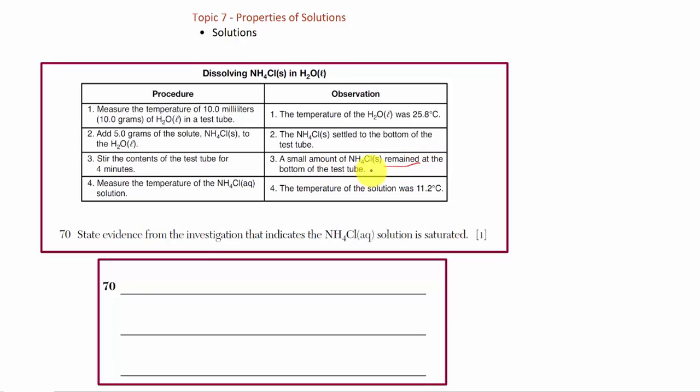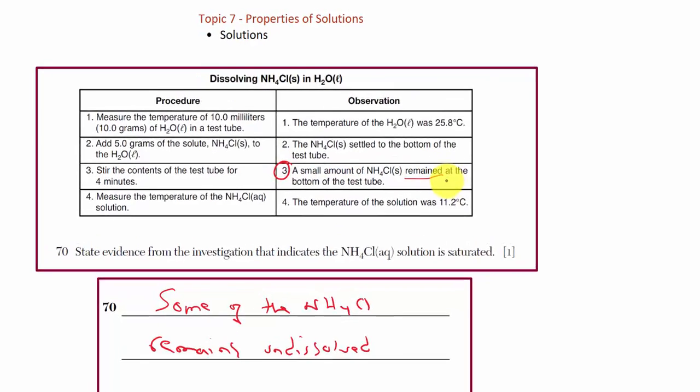So the water in this test tube has dissolved all the ammonium chloride that it possibly can at this temperature, and there's still a little bit that remains undissolved. That's our evidence that we've saturated the solution and we have a little bit extra left over. So I'm going to put that as simply as possible, which is to say some of the NH4Cl remains undissolved. There are other ways you could word that, but our evidence is here in observation number 3. So we have to translate that into our own terms.